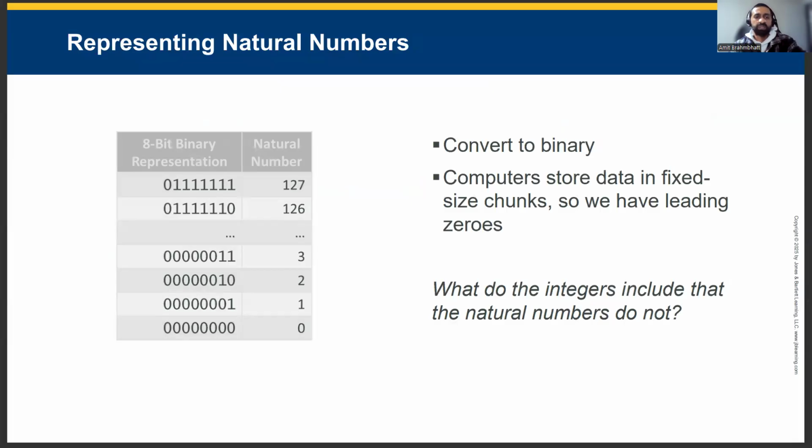Representing natural numbers. Here we focus on how computers represent natural numbers in binary form. Natural numbers are converted into binary and stored using a fixed number of bits. Because storage units have a fixed size, leading zeros may be added to ensure consistent length. The slide also prompts us to think about what integers include that the natural numbers do not, namely negative values. This distinction sets the stage for the next series of slides, which explores how computers represent negative numbers efficiently.